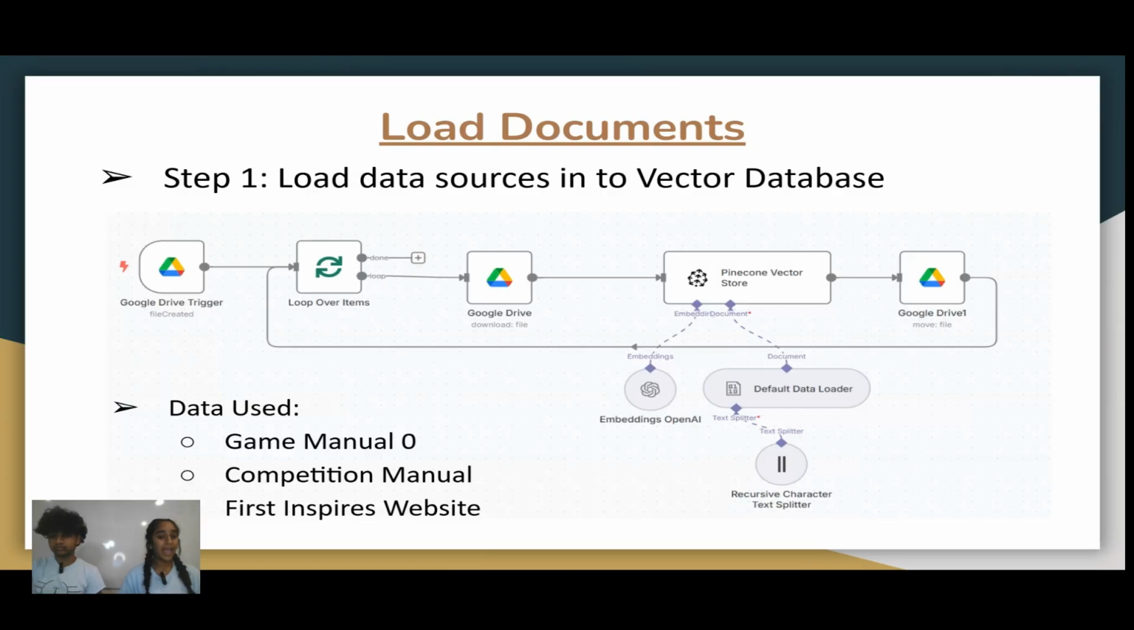The first step of building our AI assistant was to load our data sources into the vector database. This entire process gets triggered when files get uploaded into Google Drive. And obviously, there's multiple files that have to be uploaded. The loop over items sends one file to Google Drive, and it gets the PDF from Google Drive. Then it sends it to the vector database. Using the recursive character text splitter, the vector database splits it into chunks. What we did is we split it into 1,000 words with a 200-word overlap. And then it sends it to a processed folder within Google Drive. This process repeats until all of the files are uploaded.